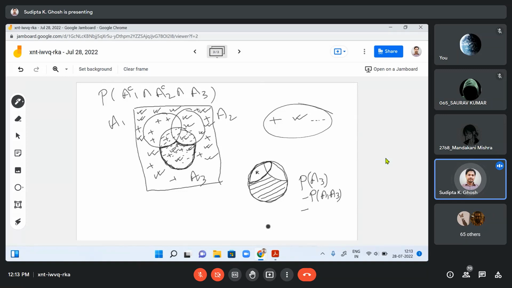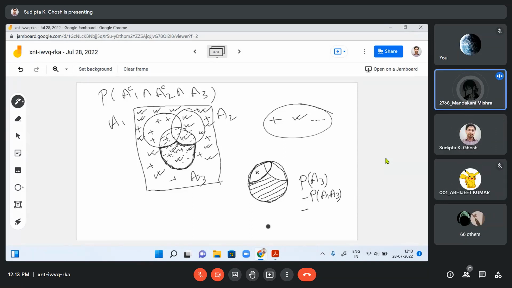Can anyone tell me? The intersection of A2 and A3? No, not exactly A2 and A3. It is something less, correct? Only this part, not this part, because this part is already deleted by A1 intersection A3. Am I correct? Please tell me. Yes, sir. Correct.